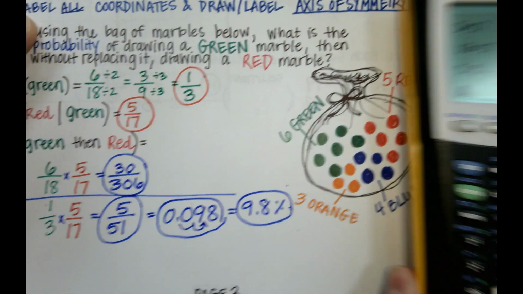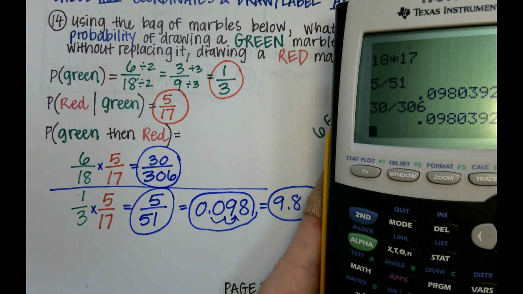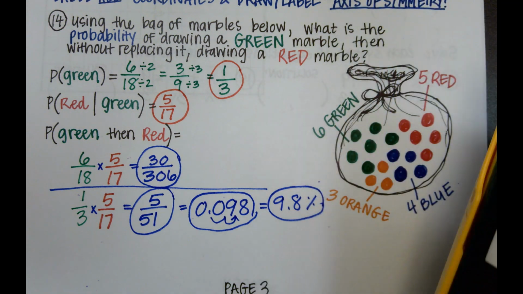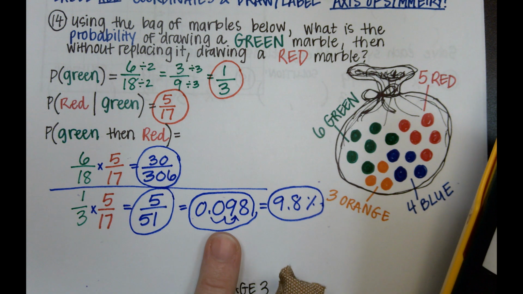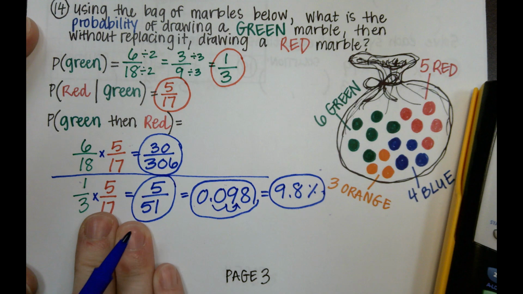Now let's make sure we get the same answer with the 30 and the 306. Quick question. I'm sorry, are we not doing the decimal point in the percentage for the other two, or are we just doing it for the last one? Just for the final answer.